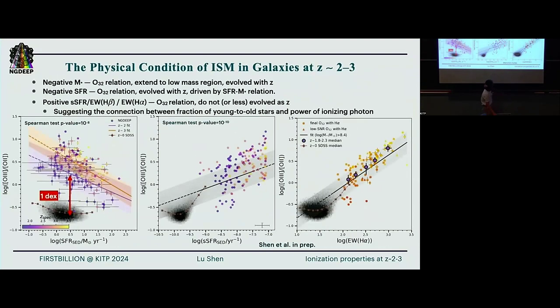We also see the O3-2 ratio as a function of star formation rate, and we see the offset is even larger when comparing to the low redshift galaxies.